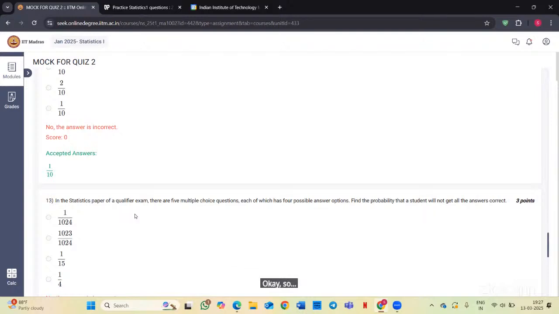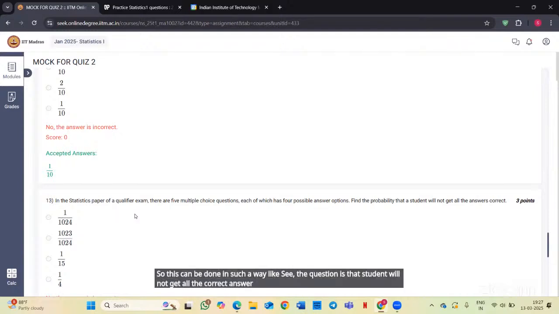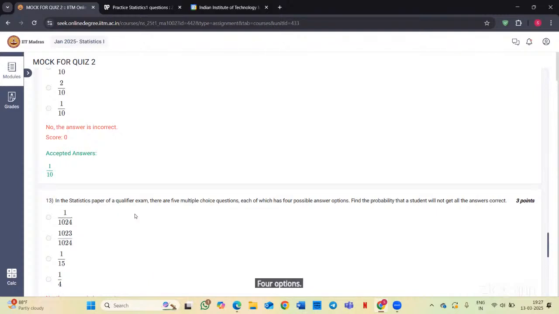See, the question is that the student will not get all the correct answers, right? There are 5 multiple choice questions, each having 4 options, and one option is always correct. No, I think he's saying that if the student guesses randomly, at the end of the day it will be complementary.